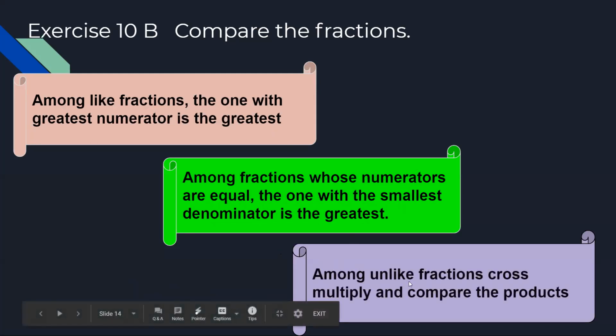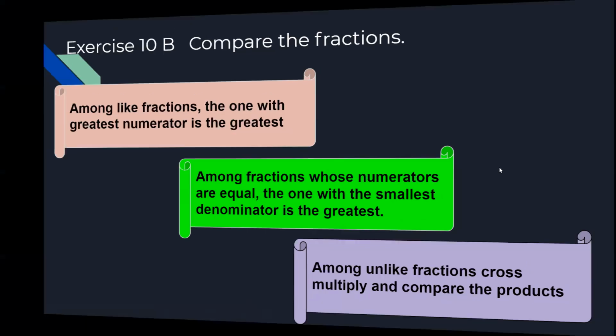Now rule number 3, among unlike fractions. If the fractions are unlike, then cross multiply and compare the products. We will cross multiply the numerator with the denominator of the other fraction and see the product. Whichever product is greater, that fraction is greater. These are the 3 rules of comparing fractions. If we know these 3 rules, we can compare the fractions and we can write the order in ascending as well as descending order. Both we can write.